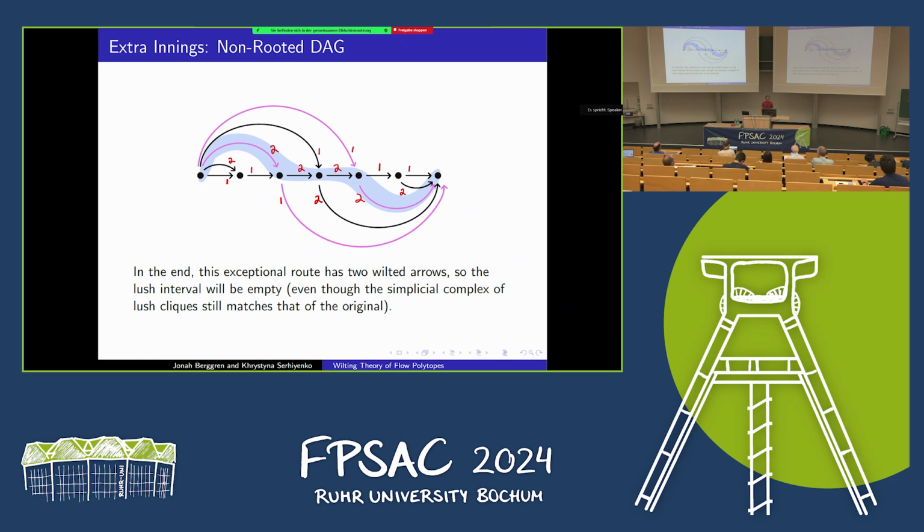In fact, more generally, whenever you have an exceptional segment, what this process does is if that starts in the middle of nowhere, now it's going to start with a wilted arrow. And if it ends in the middle of nowhere, now it's going to end with a wilted arrow. And so what's happened is I have this one exceptional route with two wilted arrows, and that's a problem because no maximal click is going to be able to avoid both of those arrows at once.